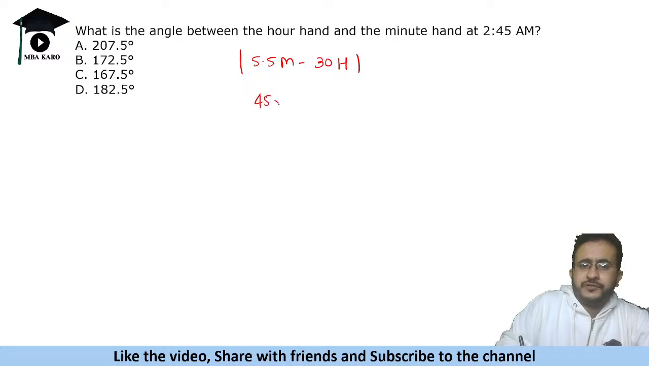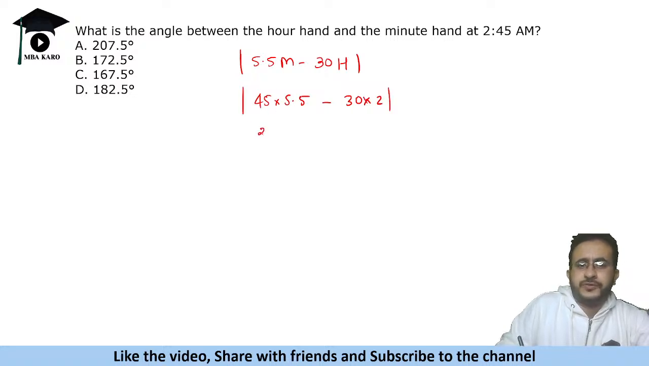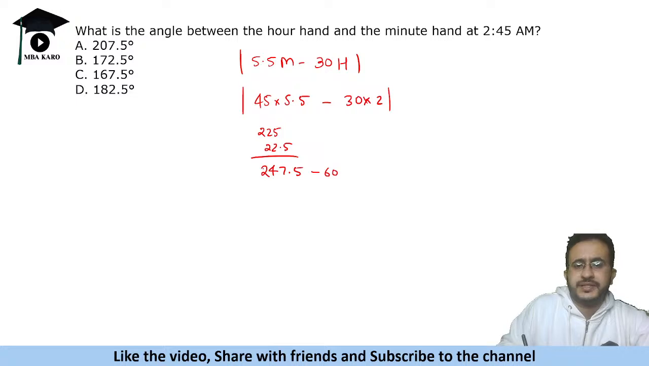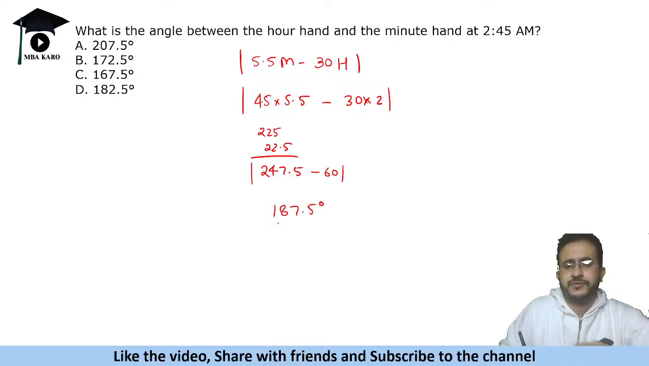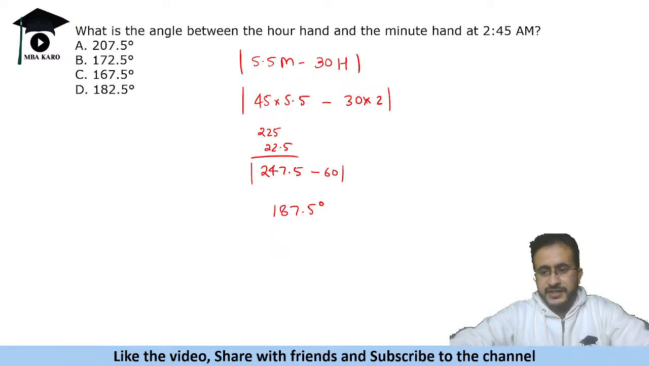So 45 into 5.5 minus 30 into 2. This is going to be the angle. So 45 into 5 is 225 and half is 22.5. So you get 247.5 and minus 60. Right. Now you get the angle as 187.5 degrees because it is positive. We will take the value as it is, 187.5.